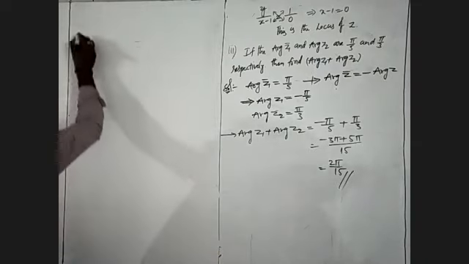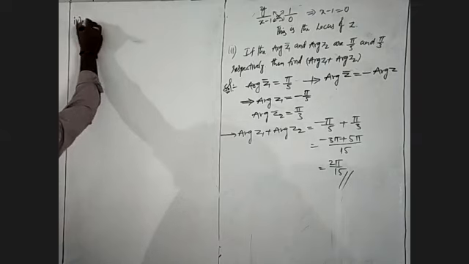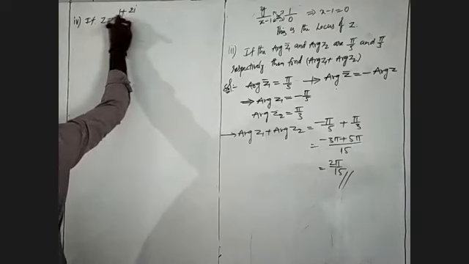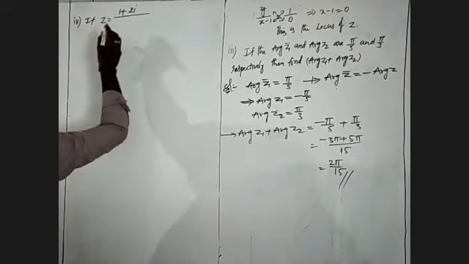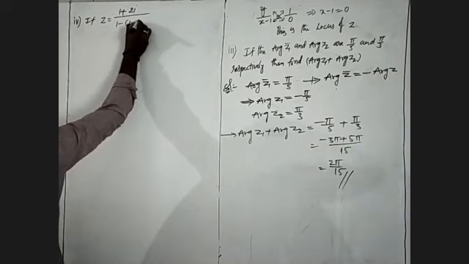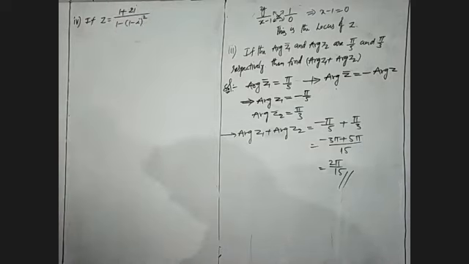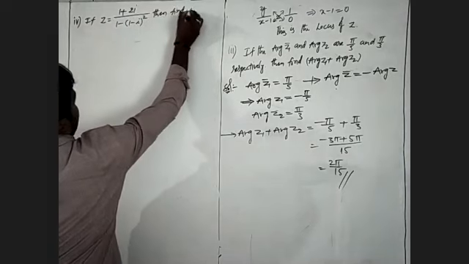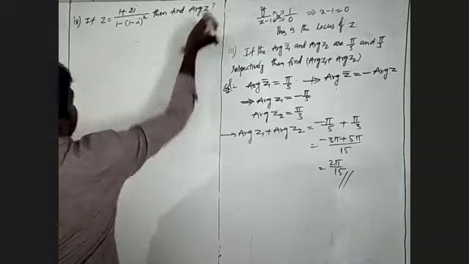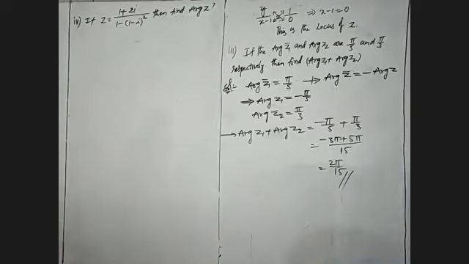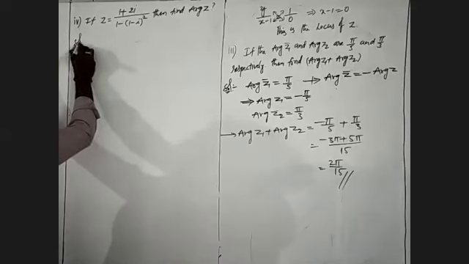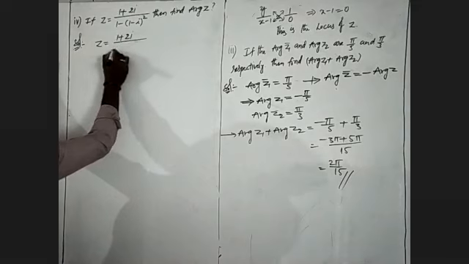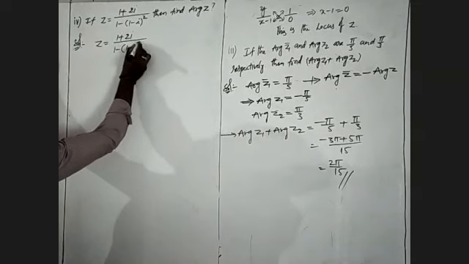So now I am going to the fourth problem in the fifth section. If z is equal to 1 plus 2i by 1 minus of 1 minus i whole square, then find argument z. We will observe what the given complex number is, where z is nothing but 1 plus 2i by 1 minus of 1 minus i whole square.